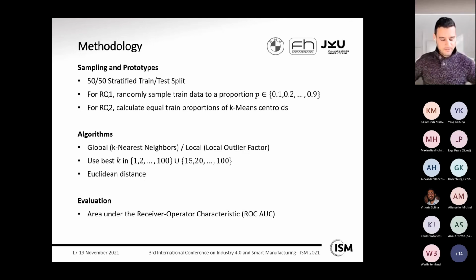And there we compare the two main algorithms used in outlier detection. So one is the global algorithm k-nearest neighbors, and one is the local algorithm local outlier factor. And we use hyperparameter optimization in the ranges that are shown here from 1 to, oh, there's a mistake. This should be 10. It's not 100, sorry. And from 15 to 100. And we use the Euclidean distance for all of our investigations. As an evaluation metric, we use the receiver operator characteristic.